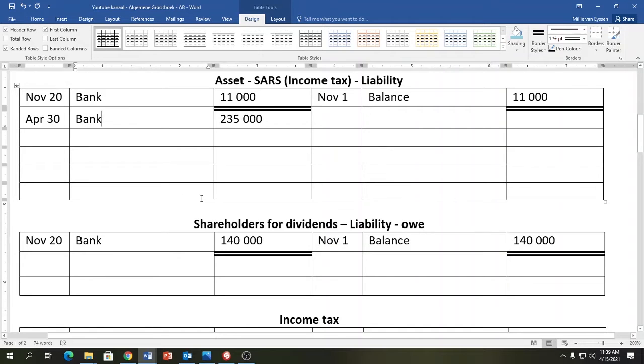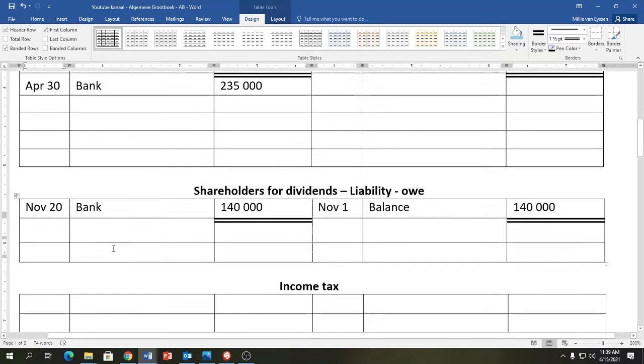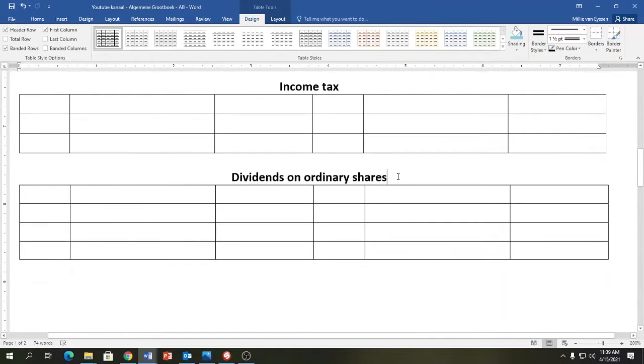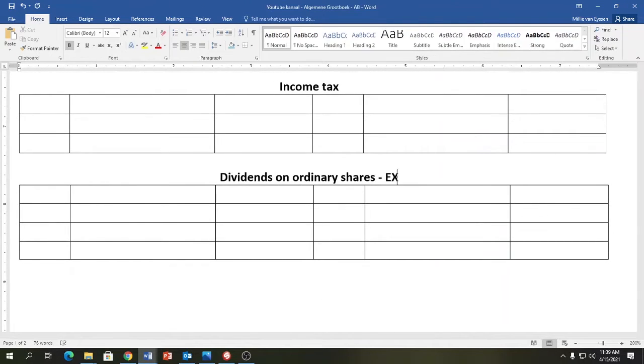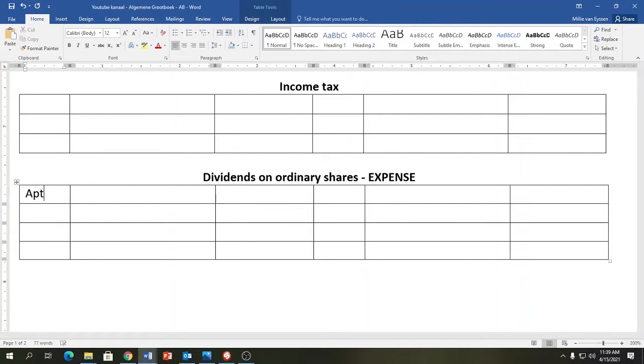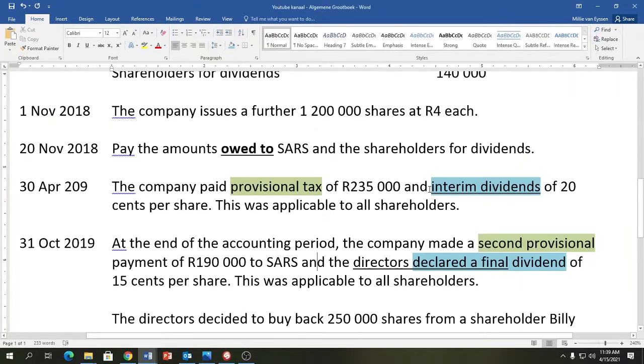I'm paying, so it is back. On that same day, I'll have to go back and get the amounts. I'm paying dividends. So when I'm paying dividends, I need to go to my expense account for dividends, April 30th, back.